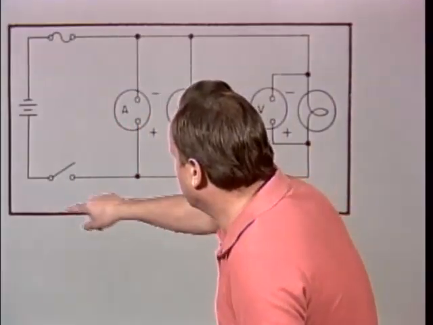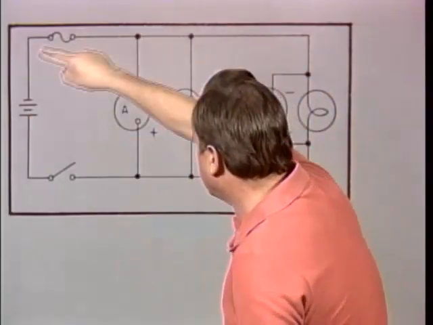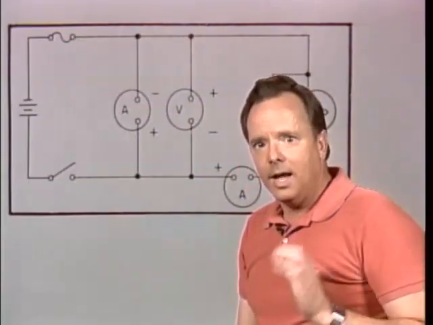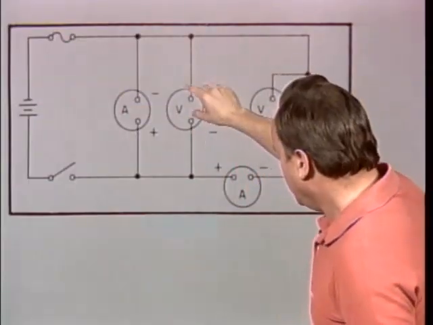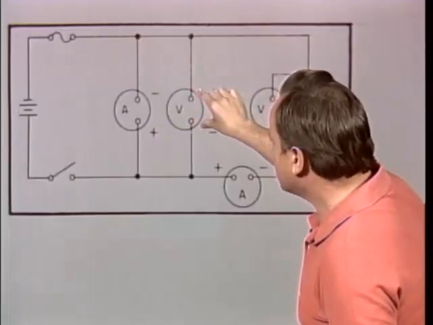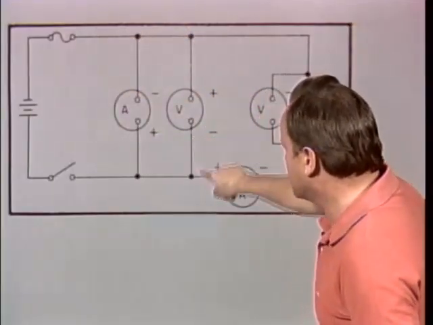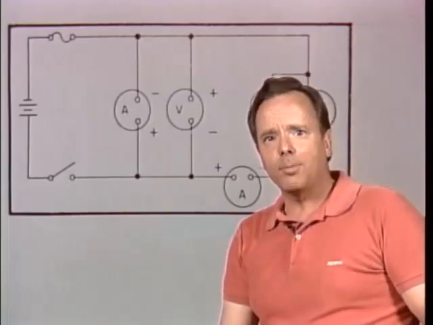So the plus should come down here and come to the plus end of the battery, which it does. And the minus should come over here and come to the minus end of the battery, which it does. Now, we have another voltmeter in this drawing here, and it's improperly installed. The reason is the plus goes to the minus side of the battery, and the minus goes to the plus side of the battery.